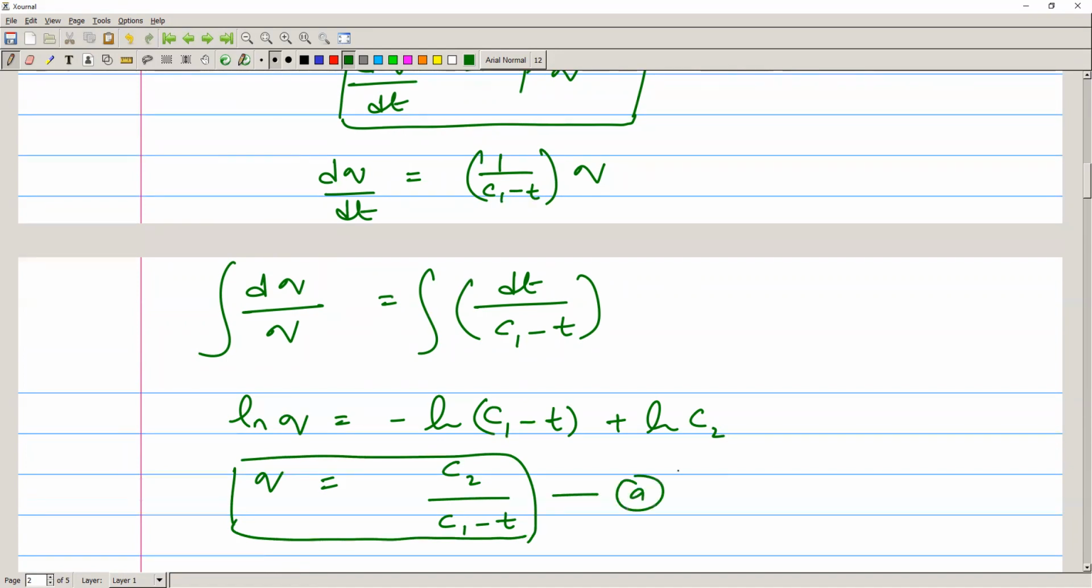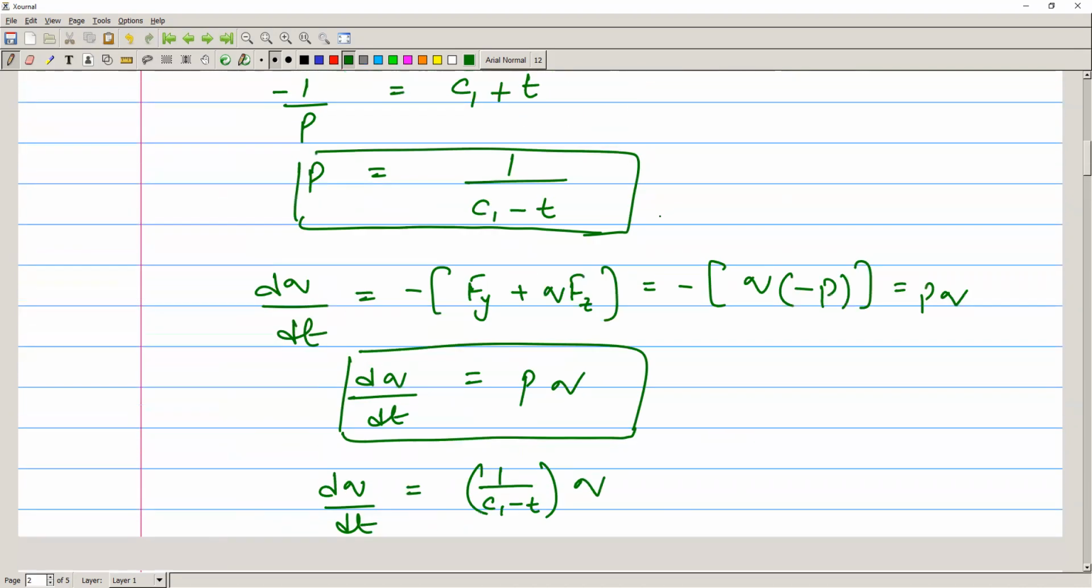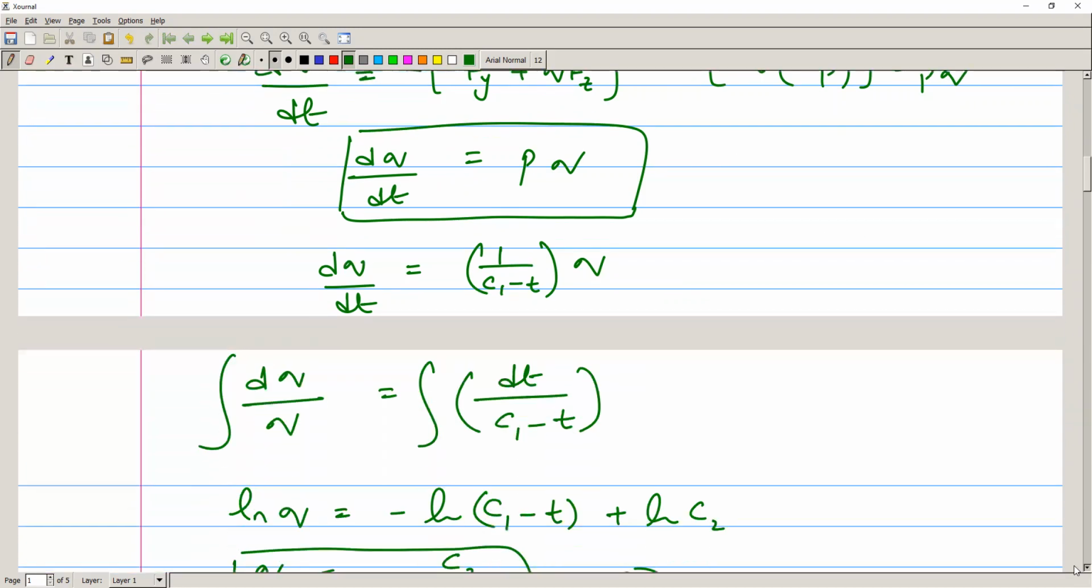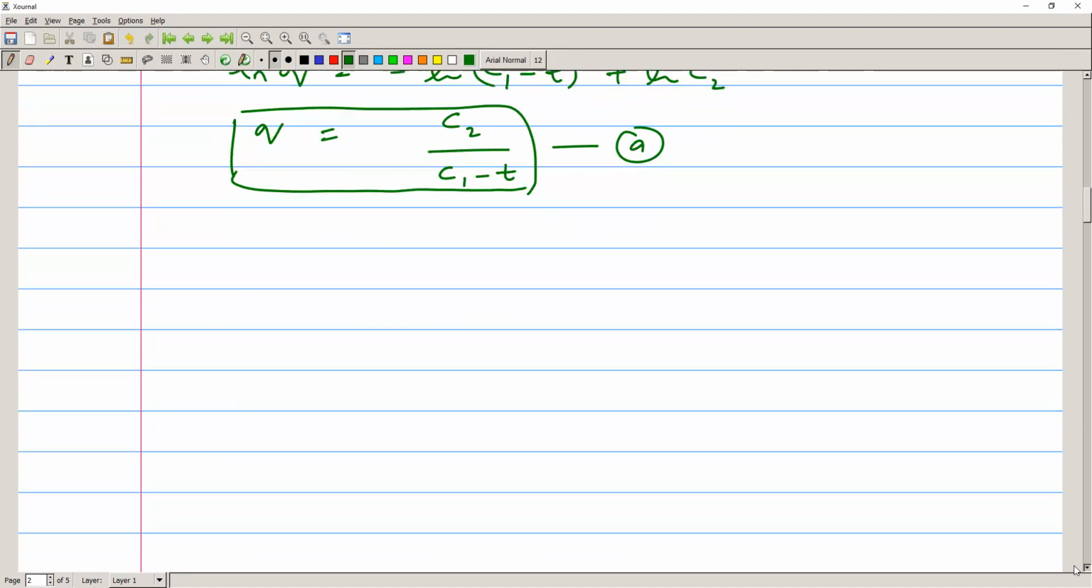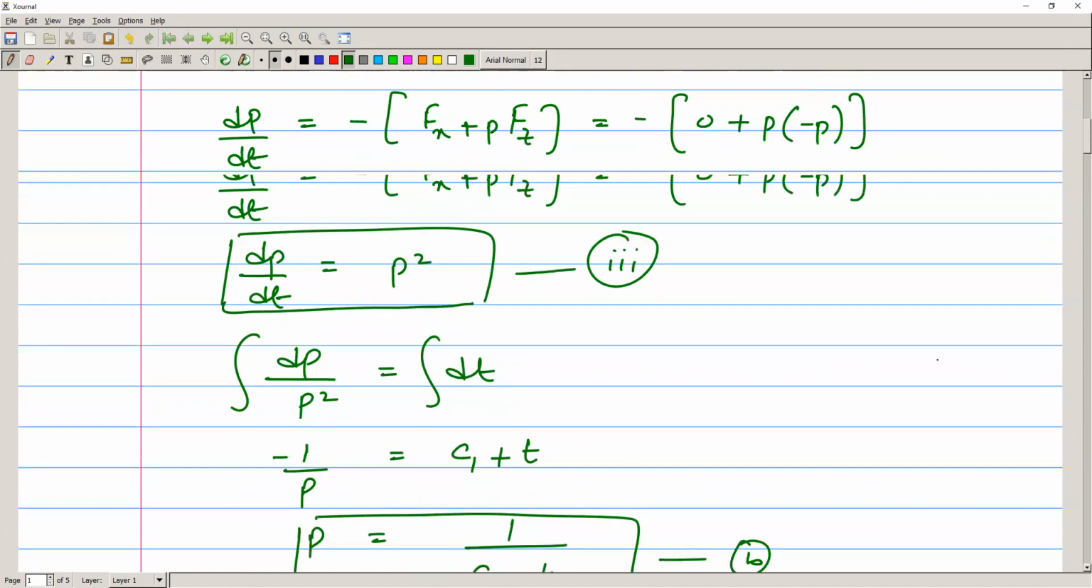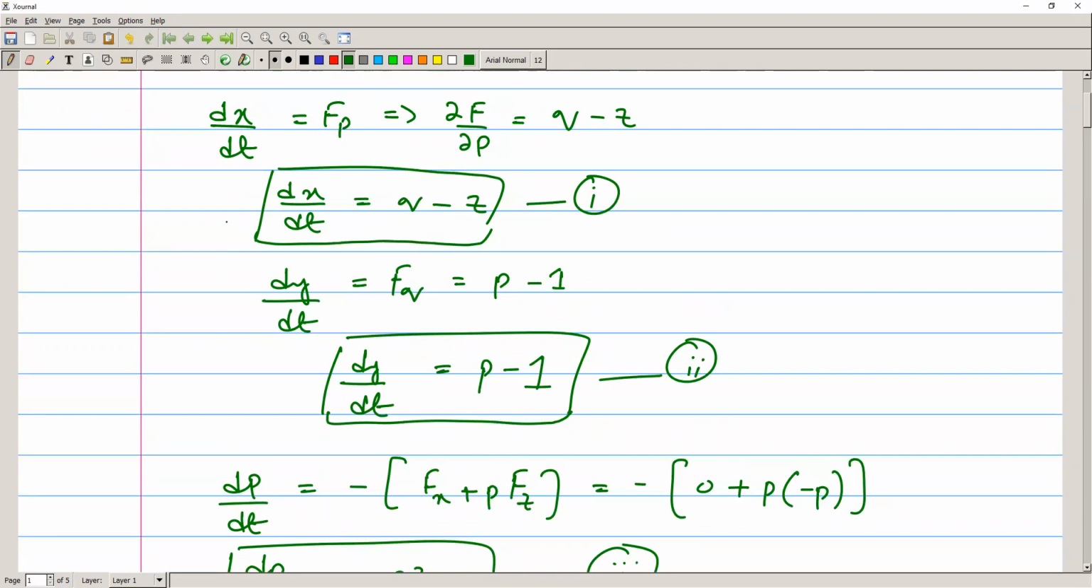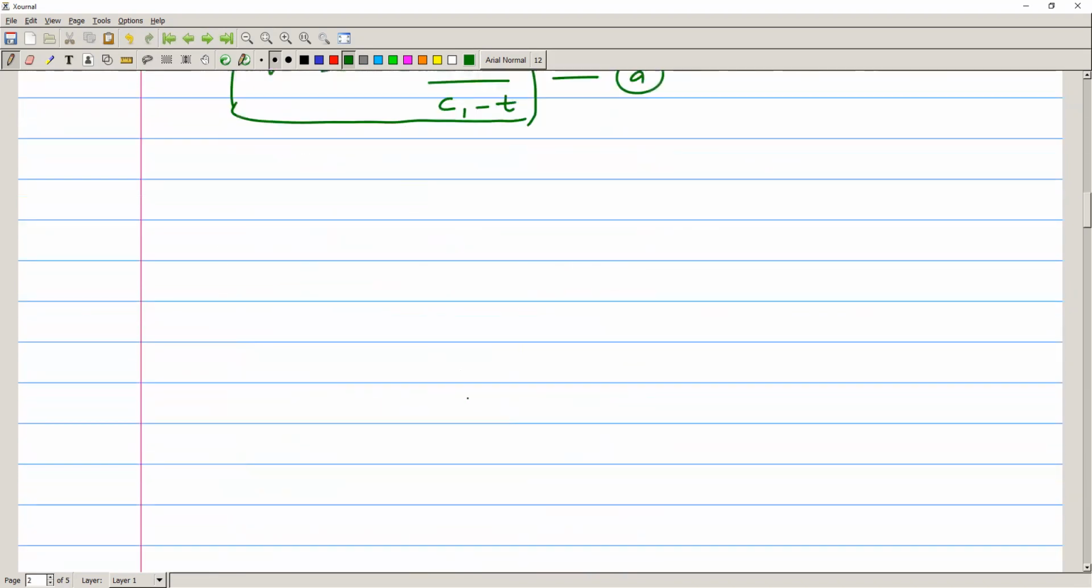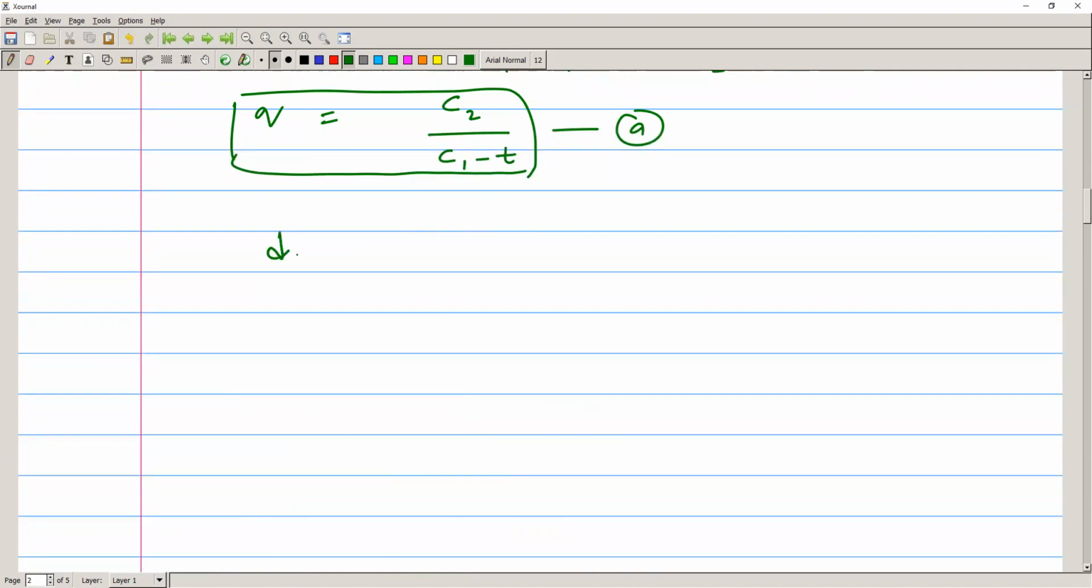I will call this equation A, and we can call the equation for p equation B. Now we have to solve for y, x, and z as well. Still, if we see the problem, the characteristic curve of dx over dt is q minus z, so we need to find z here, and for this, dy over dt is equal to p minus 1. We already found p, so I can replace the value of p. Let's solve this curve first.